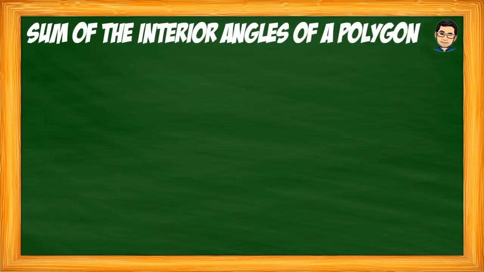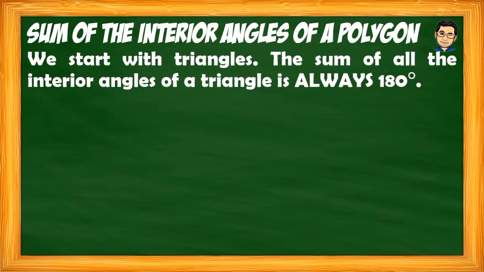So after differentiating interior angle from an exterior angle, let us now move on to the sum of the interior angles of a polygon. Paano nga ba natin malalaman kung ano yung sum kapag pinag-add natin yung mga interior angles, yung mga angles na nasa loob ng polygon? So, we start with triangles muna, kasi yung triangles, ito yung ating pinaka mababa. Ito yung polygon natin na may pinaka-konti yung sides, which is 3. The sum of all the interior angles of a triangle is always 180 degrees.